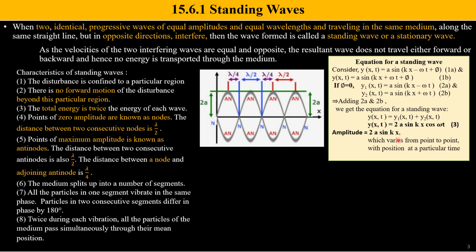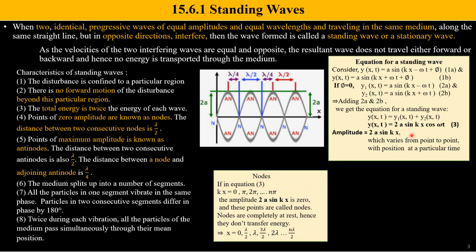So, the amplitude varies depending on the value of kx. Let us take two cases. When kx is 0, amplitude is 0. Such points are called nodes. Hence, if kx is 0, pi, 2 pi and n pi, the amplitude 2a sin kx is 0. And these points are called nodes. Nodes are completely at rest and they don't transfer energy.